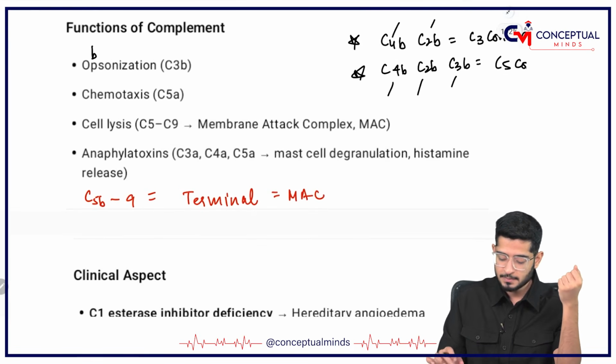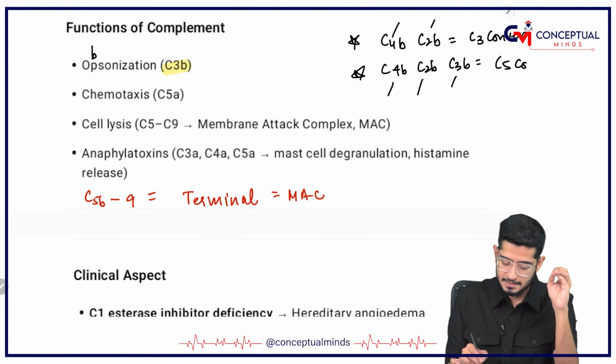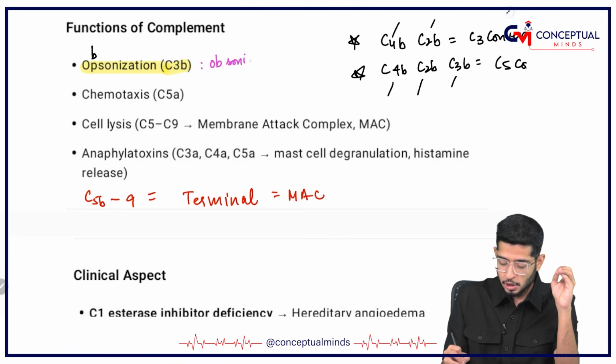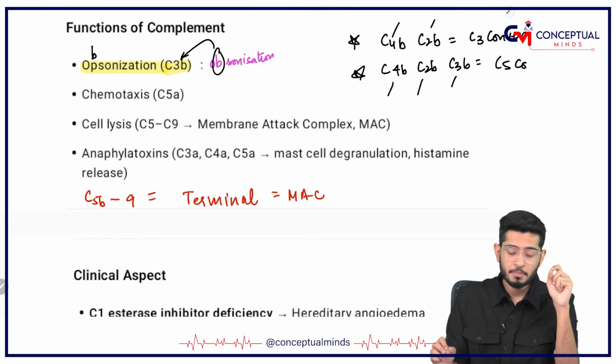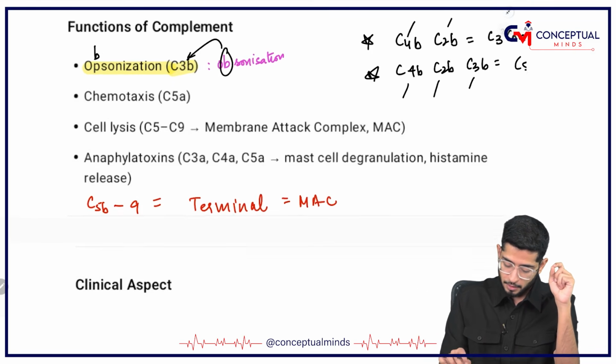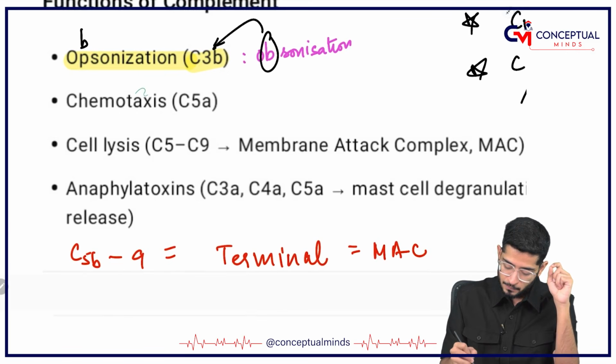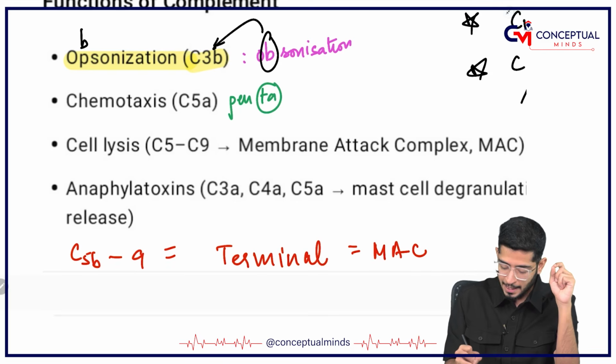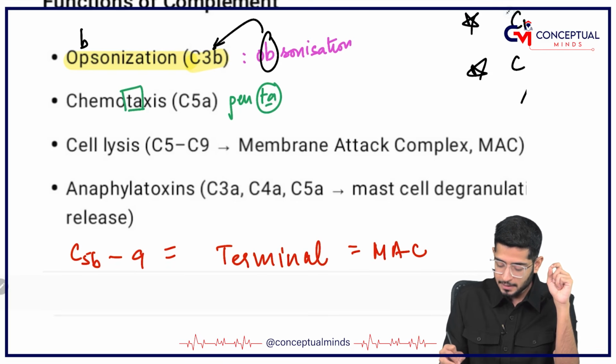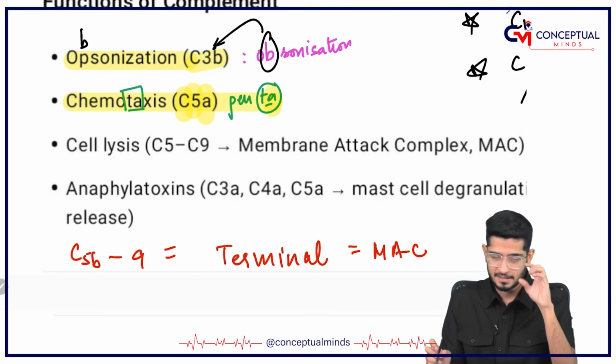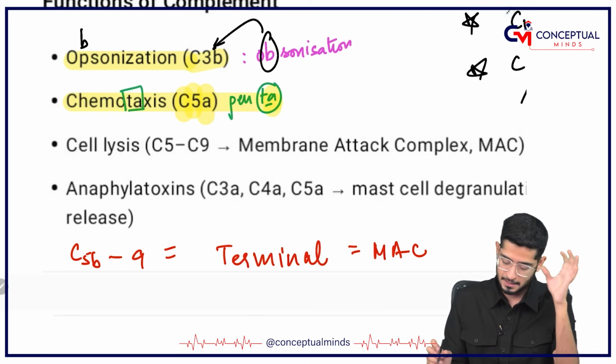So for MCQ purpose, please remember that C3b is the opsonization. So you can remember opsonization as 'obsonization'. If you remember this, you can easily remember that this is going to be C3b. Remember chemotaxis. Chemotaxis is important. Penta, okay, taxis is also having TA and penta is also having TA. So A of course is important. So C5 because penta and C5a because it is chemotaxis. So TA is penta 5 and A is there, so C5a.